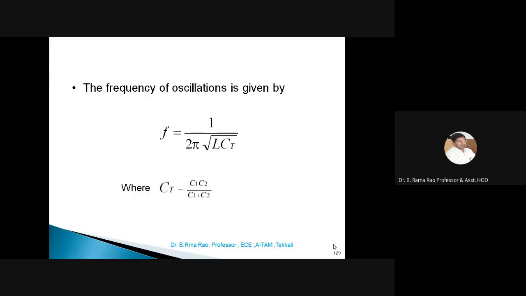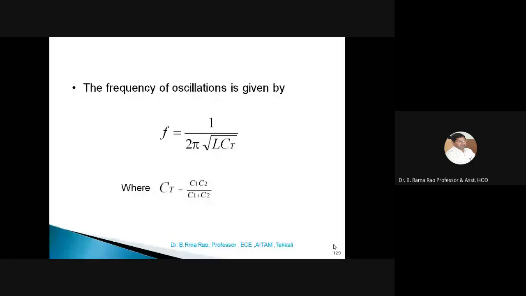The formula for frequency of oscillation is similar. Of course, it is nothing but f is equal to 1 by 2 pi root over LC, where L is L equivalent in case of the Hartley, and C is C total or C equivalent in case of Colpitts. L equivalent is nothing but L1 plus L2 plus 2M. Of course, we can neglect the value of M because the mutual coupling between the first inductor L1 and second inductor L2 is very negligible. That's why we have neglected that one. So the L equivalent is equal to L1 plus L2.